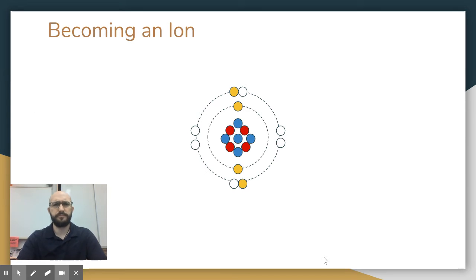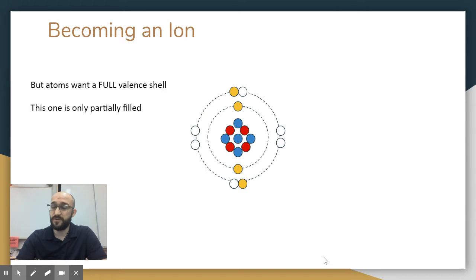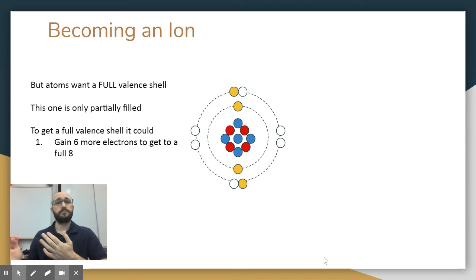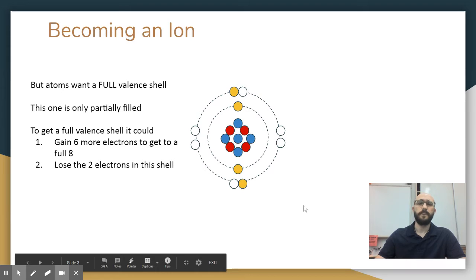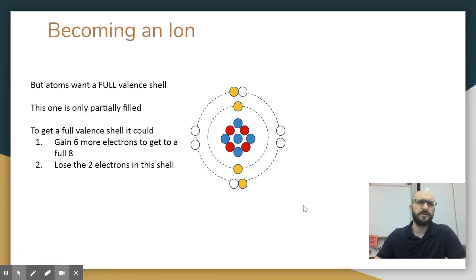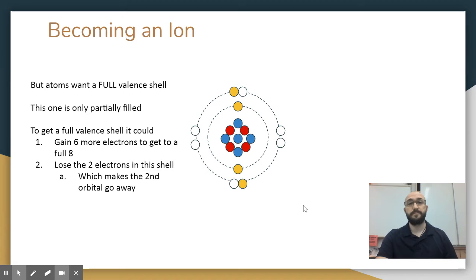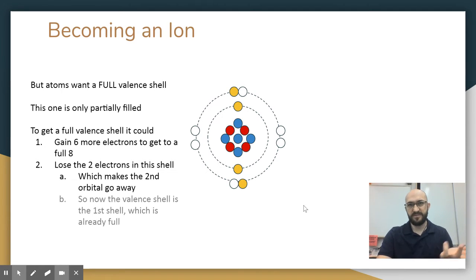All right, well, this is a problem. It wants a full valence shell. There are 2 methods it can use to get it. Because this one is only partially filled, it could either find 6 more, or it could just lose the 2 it has. Because if it loses the 2 it has, the second orbital just goes away entirely. The second shell is gone. If the second shell is gone, now the first shell is the valence shell. But it's full.